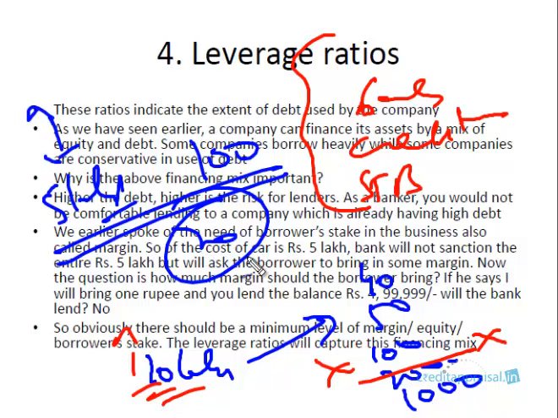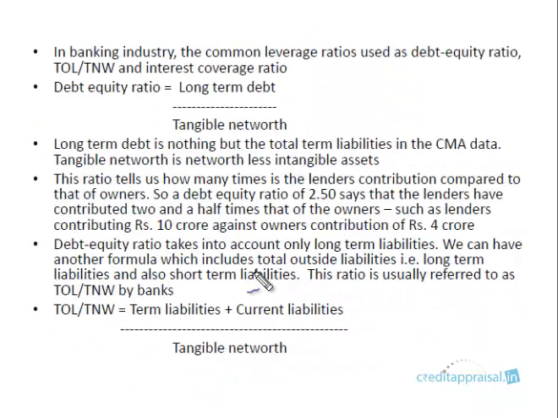So what is this 20? It means the total outside borrowings are 20 times his capital. So is there a benchmark, like so many times is the maximum we can give? 10 times or 5 times, is there a norm? That is what we are going to discuss. So the first ratio we are going to discuss here is the debt equity ratio.